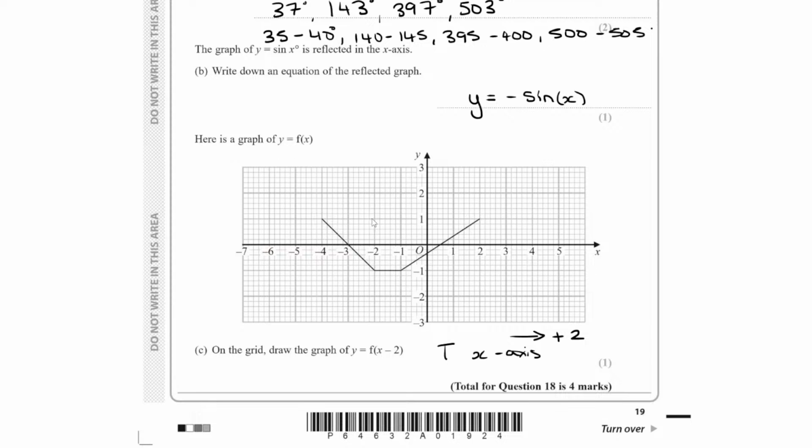So that would be here. That one would go to 0, wouldn't it? And then that one would go to 1. That's a halfway one, so I probably won't do that one. I'll probably just do this one, which is then 2 more. And then obviously this is a straight line, so you can just get your ruler and draw it straight. Something like that, yeah. So it's only moved across by 2, nothing else has happened. It's just one transformation.